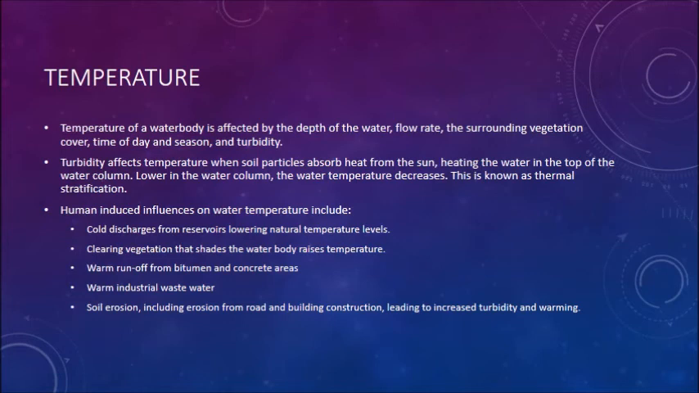Humans can influence water temperature in a range of ways. If we're discharging water from reservoirs, maybe the pipe from a reservoir that flows into a river is at the bottom of the reservoir where it's very cold, instead of normally the top water flowing down a river. So if we build dams, sometimes that can change the temperature of the water in the river below it. If we clear vegetation that shades the water body, then suddenly the sun can warm up the water. Warm water runoff from hot roads and concrete areas, industrial waste, and then we talked about the turbidity already.